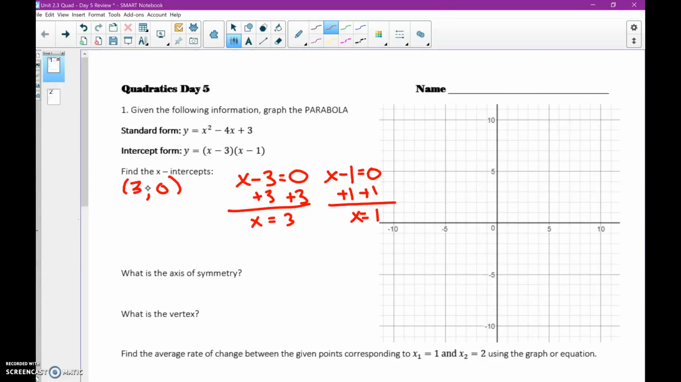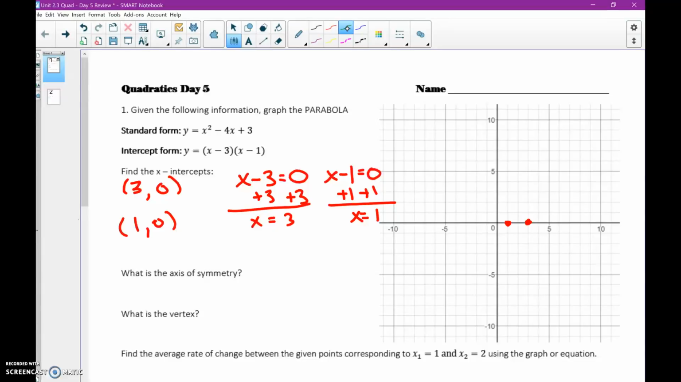One is at 3, 0, and then the other is at 1, 0. So we're going to put 1, 3 right there. Okay, so there's our 2 x-intercepts. And you can make some extra notes for yourself if you need to. You don't have to just put what I do. It would be smart to put some extra things to help you explain it to yourself.